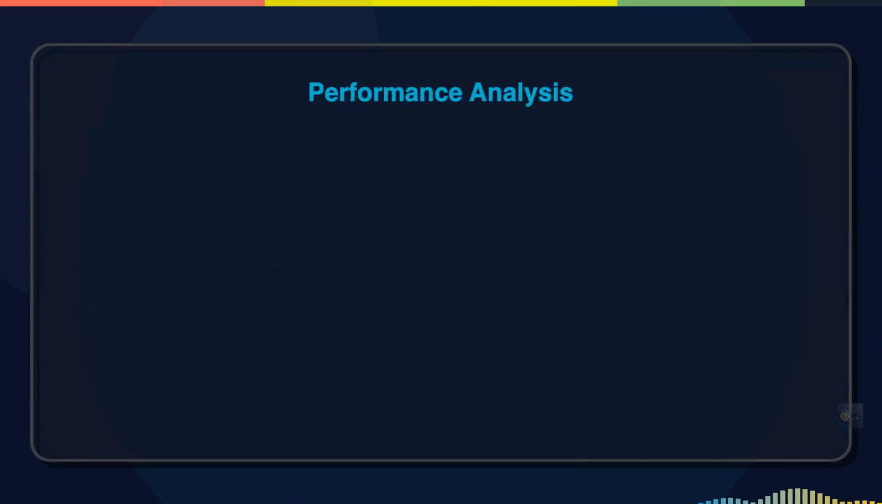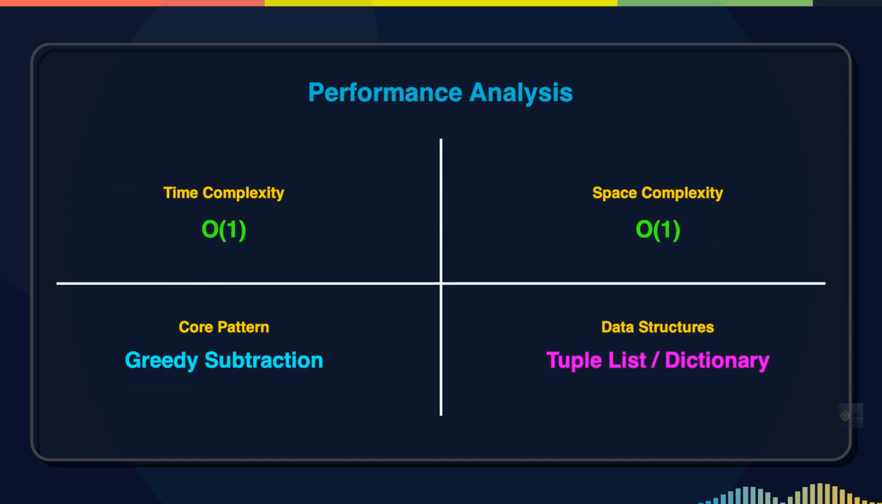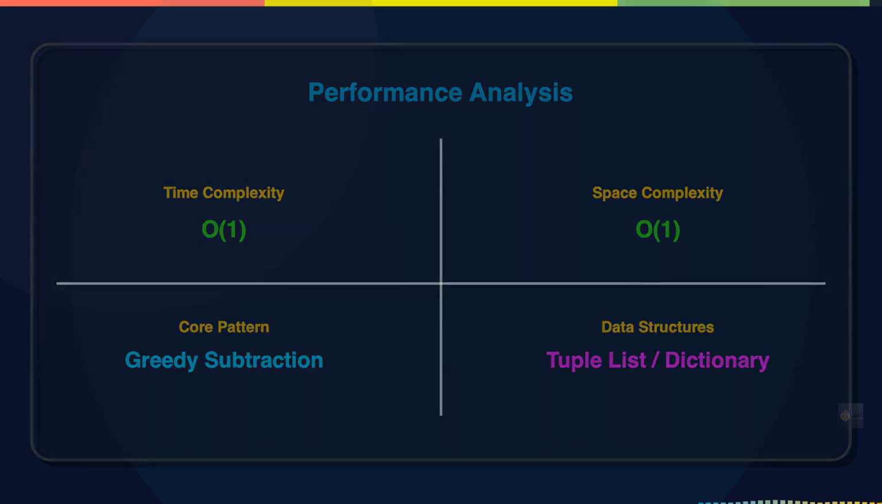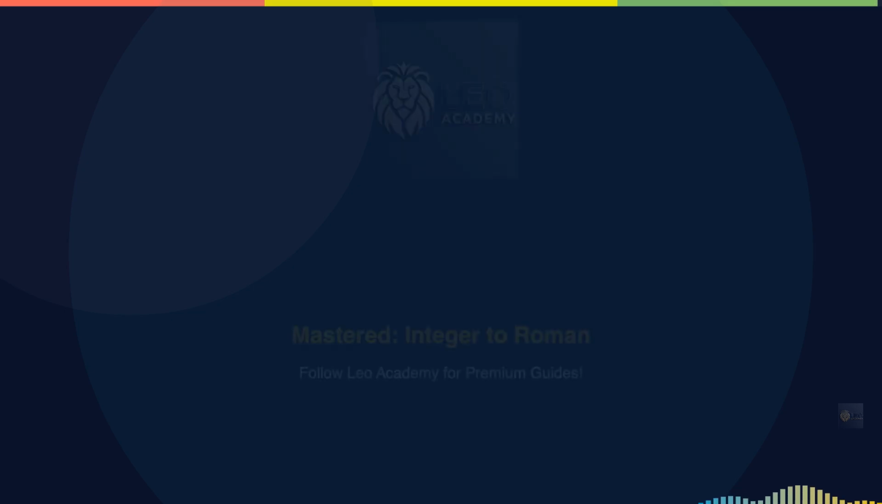Looking at the complexity, the time complexity is O of 1. Although there is a loop, the number of Roman symbols is fixed, and the maximum value is capped at 3999. The space complexity is also O of 1, as the size of our symbol map and the result string are constant for the given constraints. And that is the integer to Roman challenge mastered.